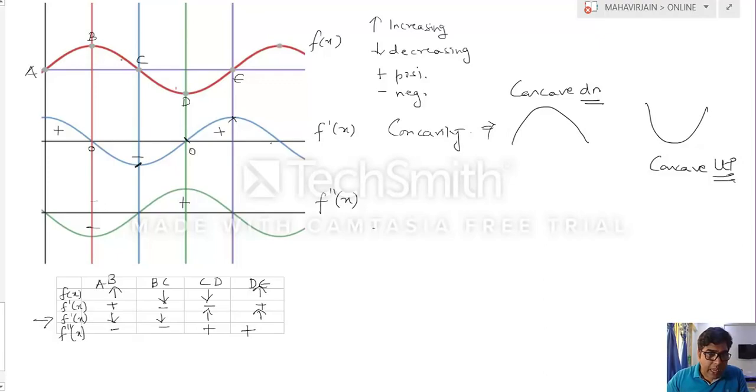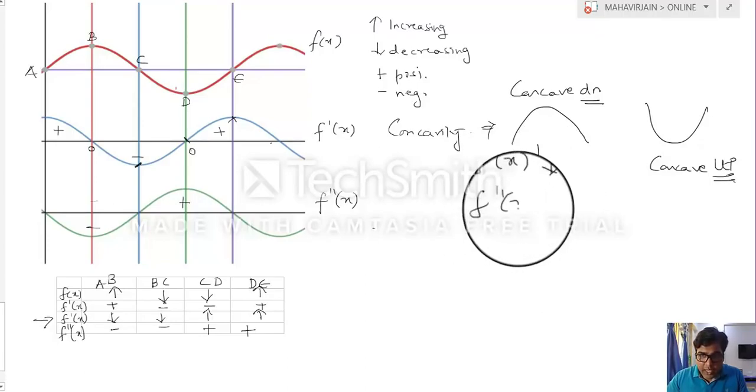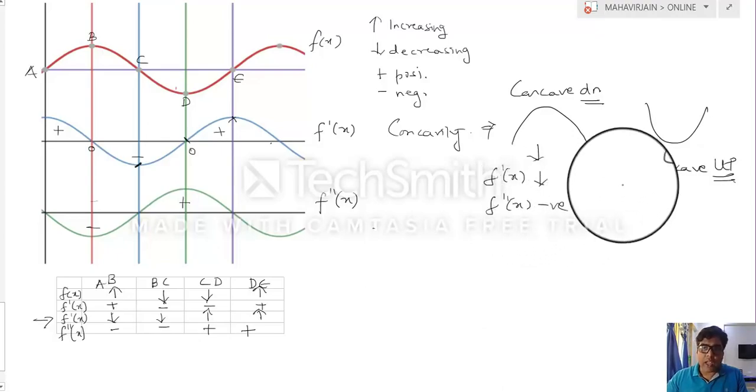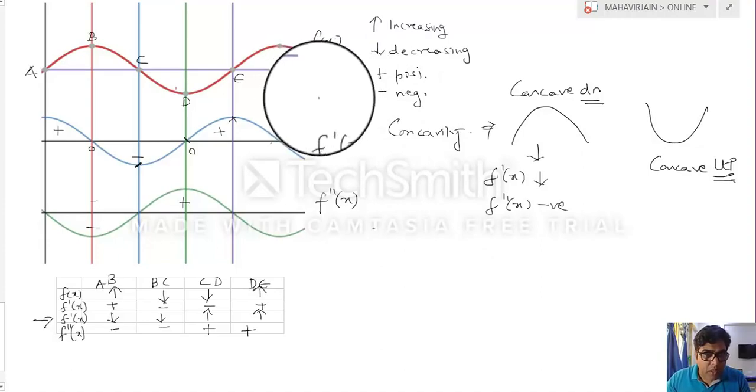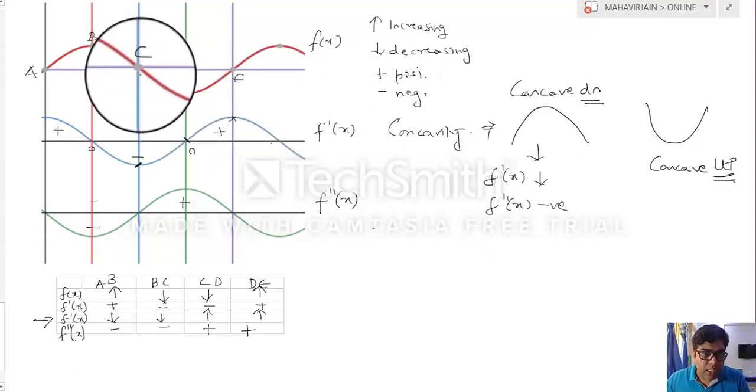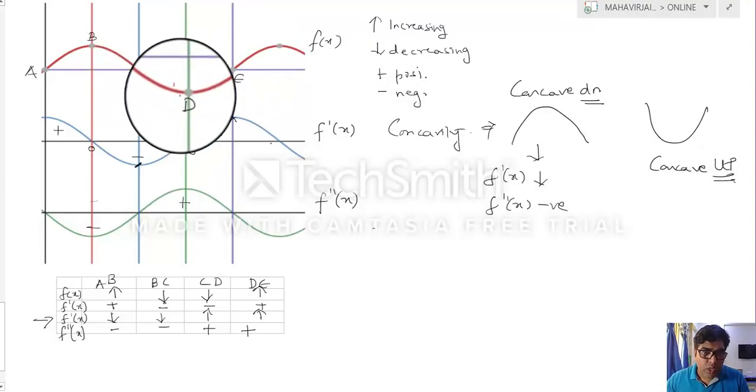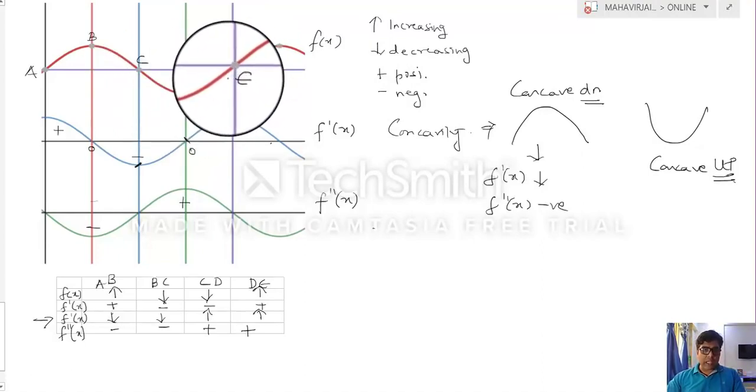You understand this? And at this particular portion, that is A B C, just check out from A to B and B to C, f dash of x is decreasing and f double dash of x is negative. So concave down, f dash of x is decreasing and f double dash of x is negative. I hope that's clear. In a similar way, for concave up, here is the curve. Concave up here. See this. Concave up from C to D and from D to E. I hope that's clear, right?